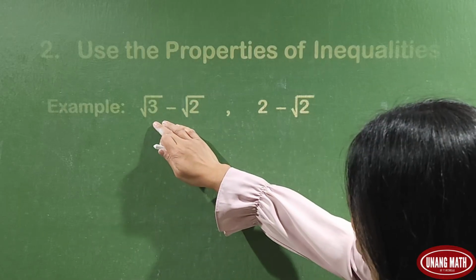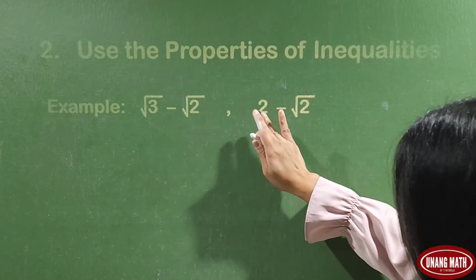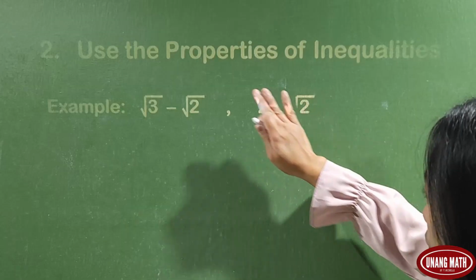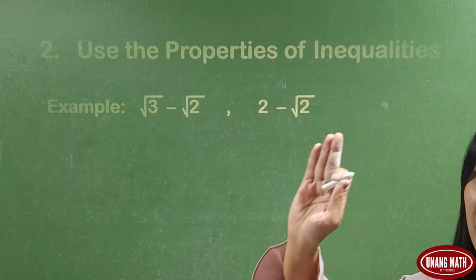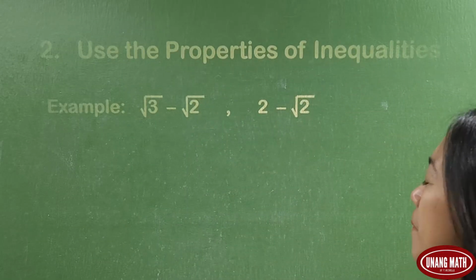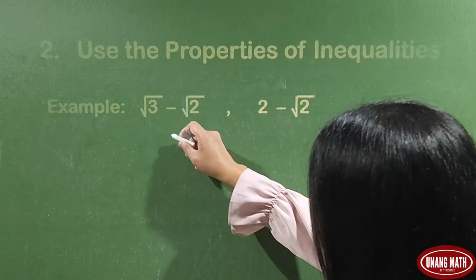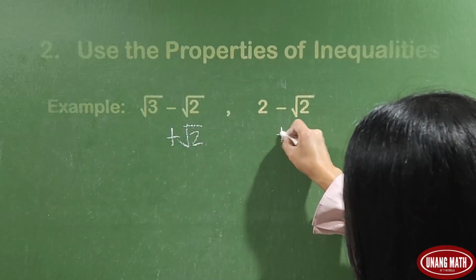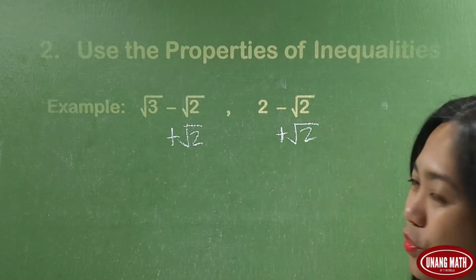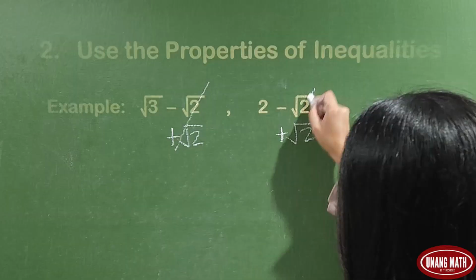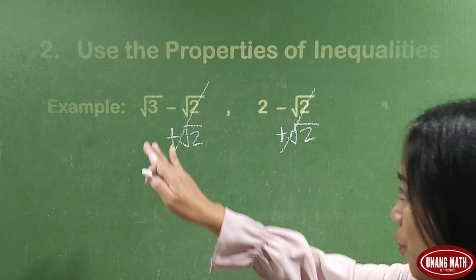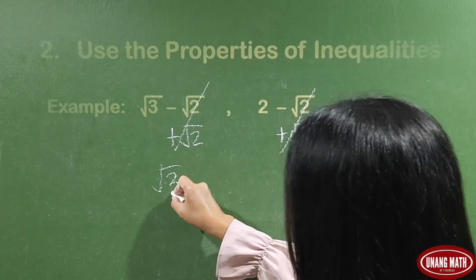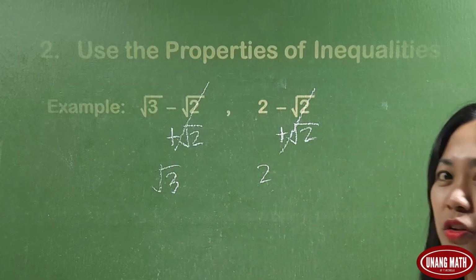Let's compare square root of 3 minus square root of 2 and 2 minus square root of 2. We will be using the properties of inequalities. So in here, we can add square root of 2 on this side. We have to add square root of 2 here also. Then, this will be cancelled. So we only have square root of 3 and this is 2.